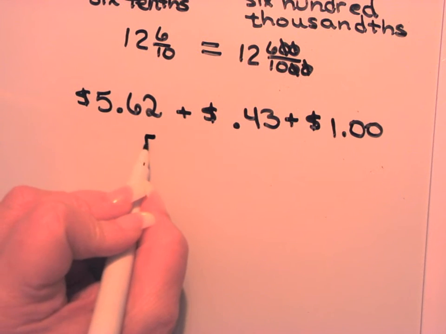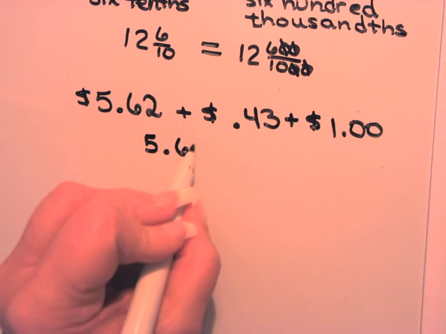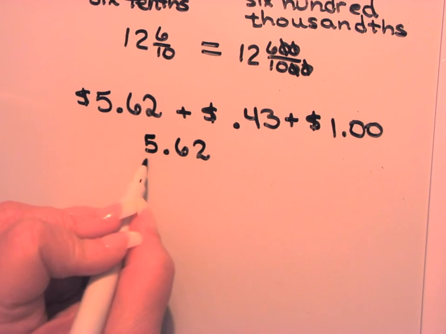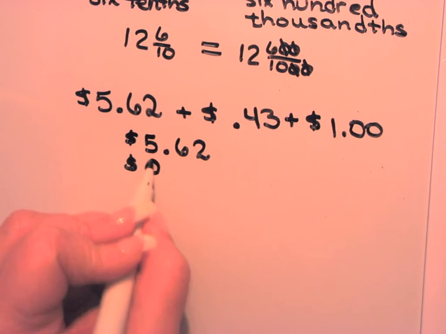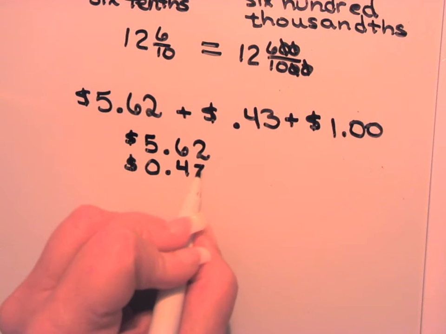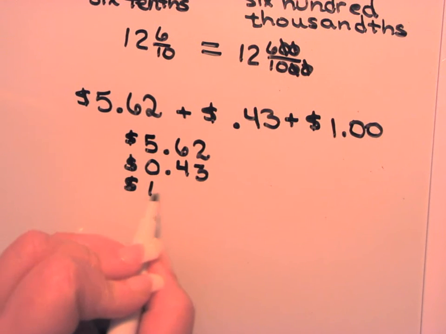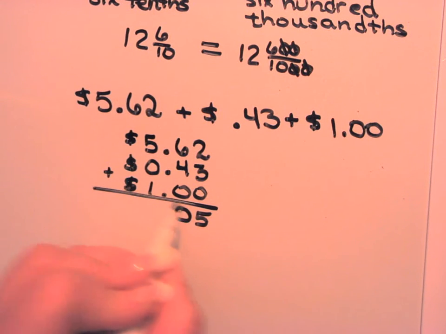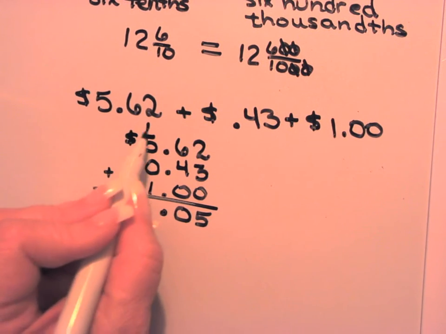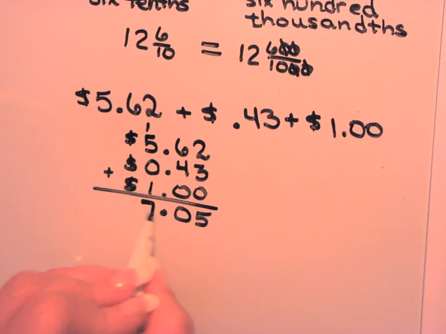When I add these together, remember you want to line up those decimal points. So here, when I write that 43 cents, I'm going to put a 0 here, and then that 43, and then I'm going to write my dollar, and of course then we just add them up. So we have 5, 10, carry our 1, put our decimal point in, 5, 6, 7. So it gets us $7.05.